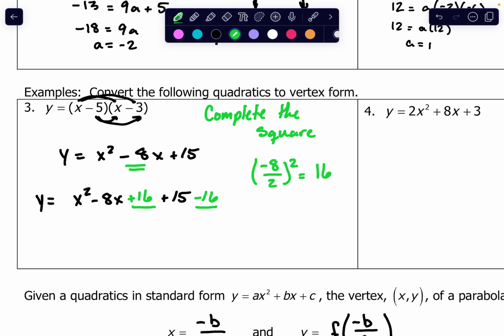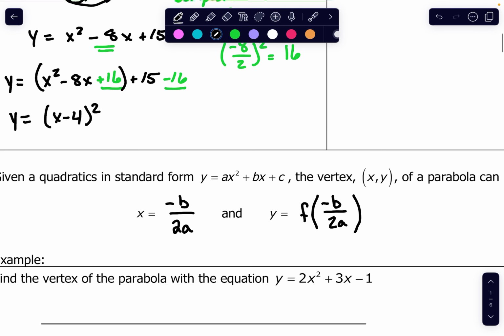I'm basically rewriting 0. But the benefit of this 16 is now this trinomial over here, if we factor it, we are actually going to realize that it's a perfect square trinomial such that it factors into x minus 4 squared, right? Which numbers add to negative 8 and multiply to positive 16? Negative 4, negative 4. Lastly, we simplify the outside and we get negative 1.